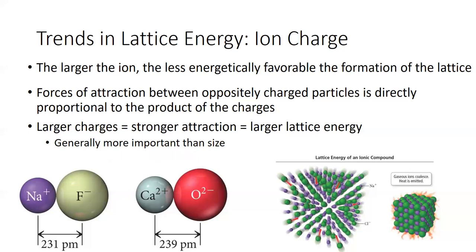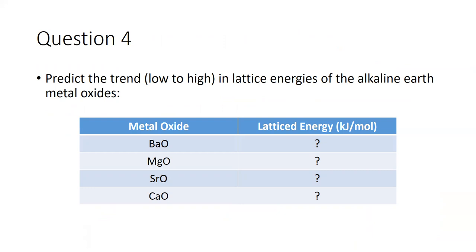What I want you to do is take out your periodic table, and for these four ionic compounds, rank the lattice energies from low to high. By low to high, I mean weakest to strongest. So rank these four compounds from weakest to strongest in terms of lattice energy. I'll give you a minute or so to do that. If you have questions, let me know.